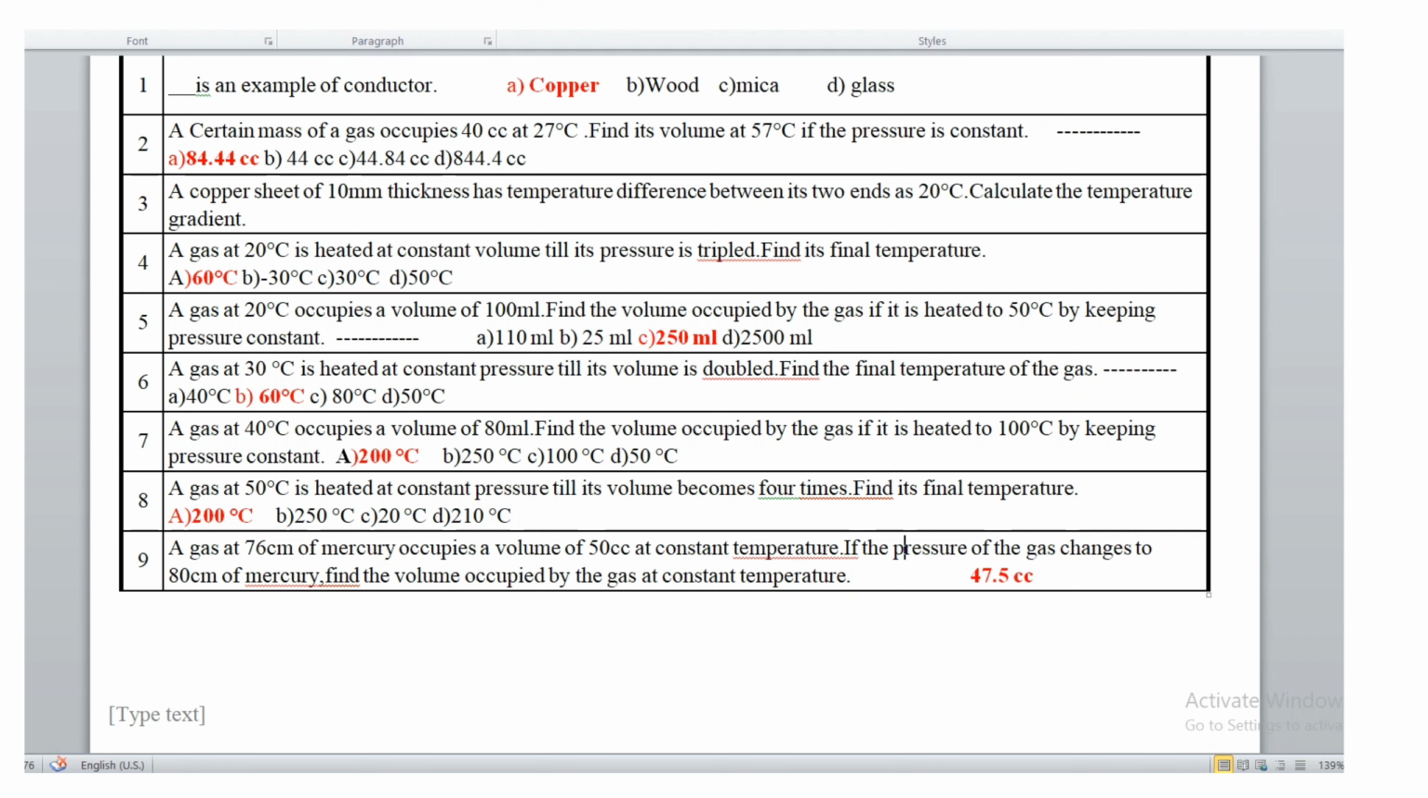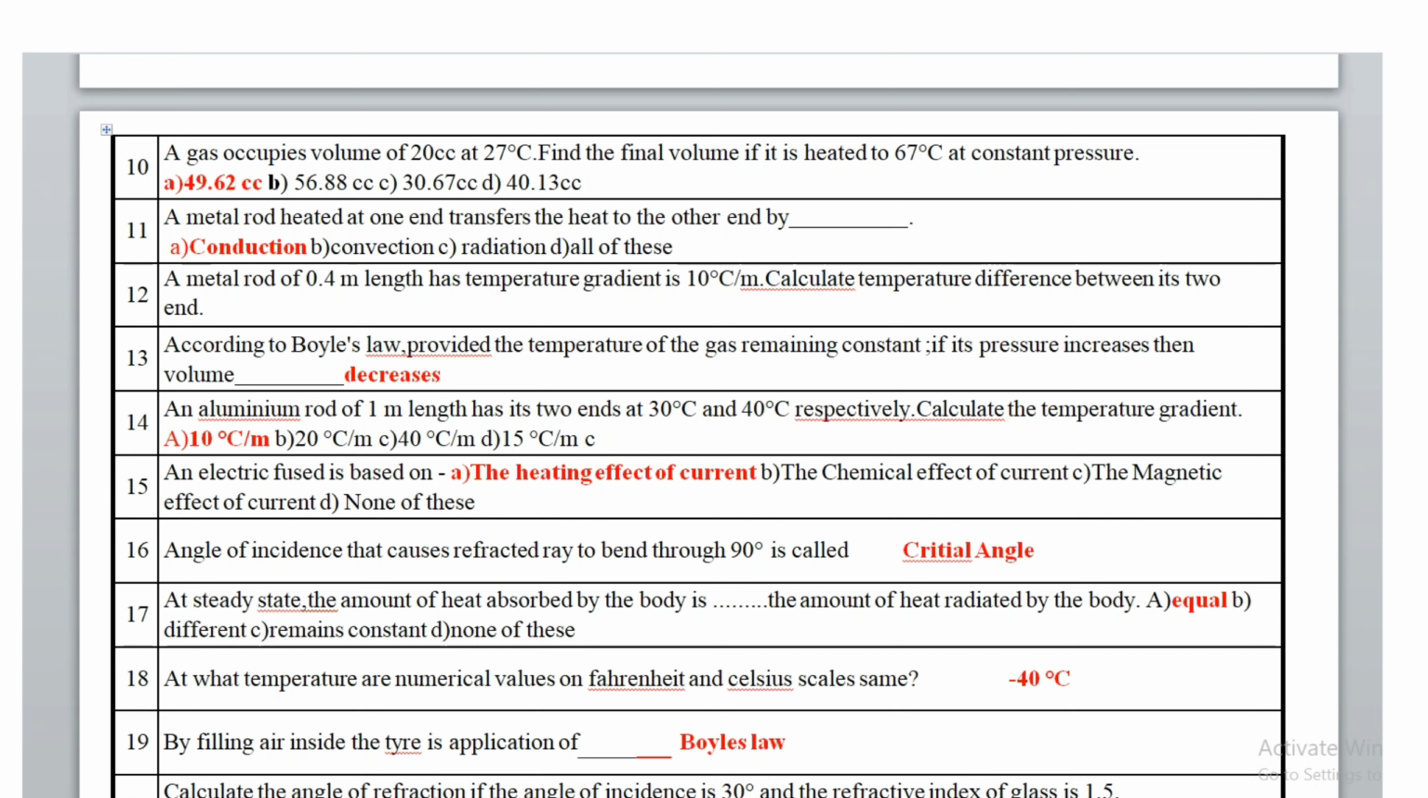A gas at 76 centimeter of mercury occupies a volume of 50 cc at constant temperature. If the pressure of the gas changes to 80 centimeter of mercury, find the volume occupied by the gas at constant temperature. Volume is 47.5 cc. A gas occupies a volume of 20 cc at 27 degrees Celsius. Find the final volume if it is heated to 67 degrees Celsius at constant pressure. 49.62 is the answer.